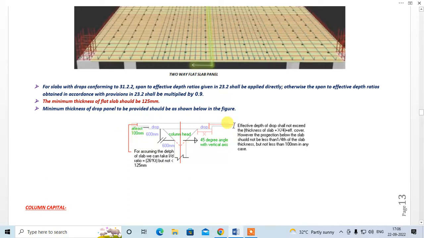That is what I have explained over here. Effective depth of drop shall not exceed the thickness of slab plus x by 4. Okay, that is what I explained over here. The effective depth of drop shall not exceed the thickness of slab plus x by 4 plus the effective cover. However, the projection below the slab, this is the projection below the slab, should not be less than one fourth of the slab thickness, but not less than 100 mm in any case. Okay, so that is what the code says over here, right?